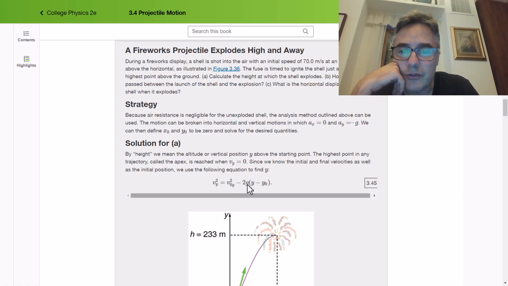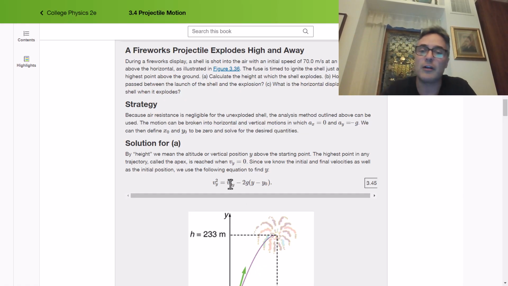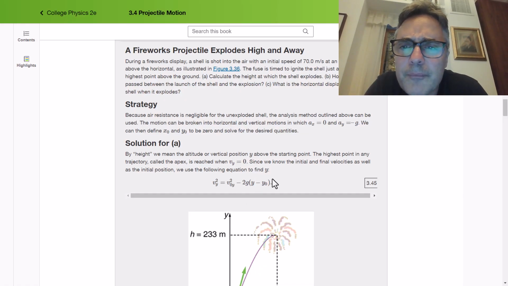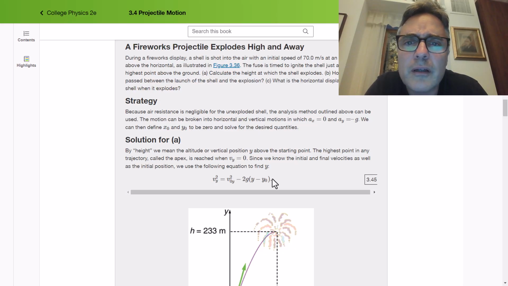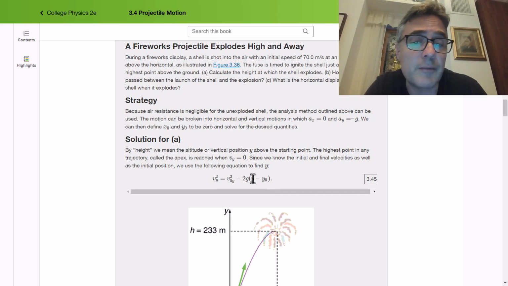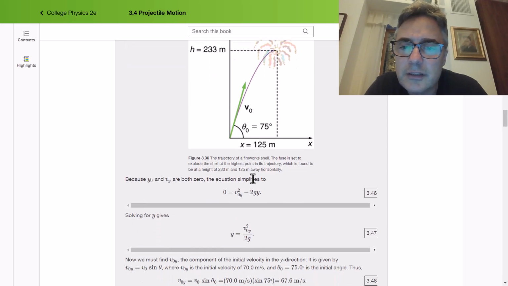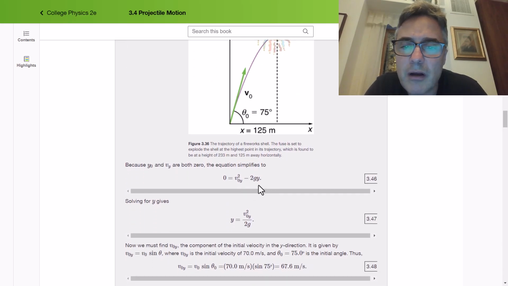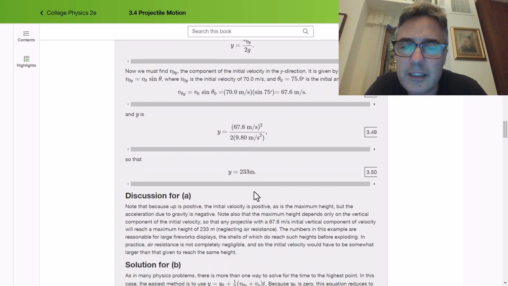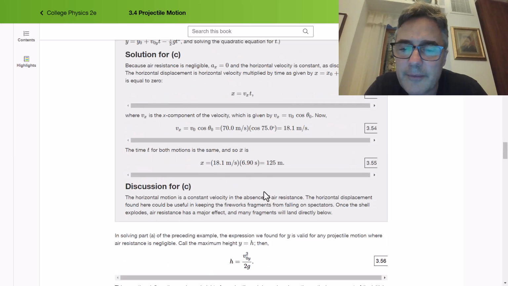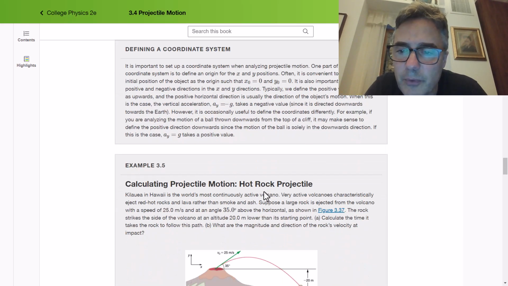So you can use one of those equations of constant acceleration and solve for stuff. You're trying to find the height, so you find the final y, I guess. Okay, so by setting that to be 0, you get something like this, 233 meters. Okay, so I definitely worked through that.